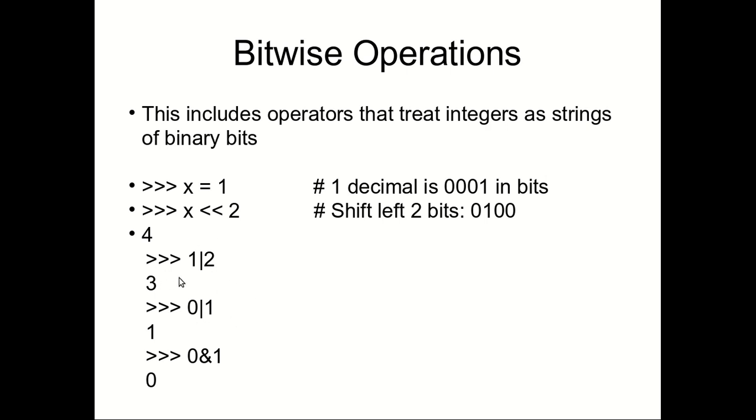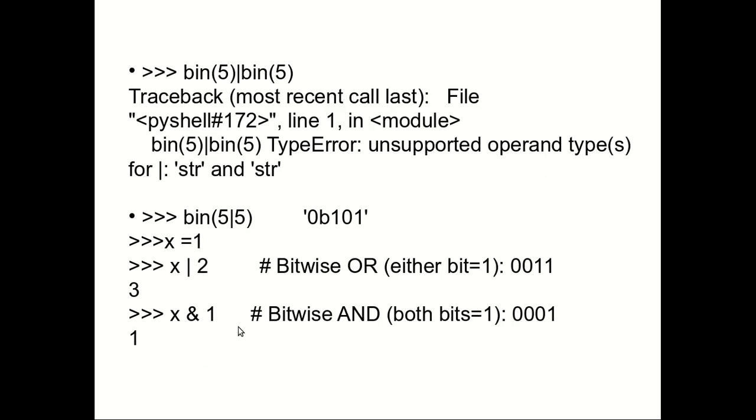We can see here that 1 or 2 leads to 3. And the single ampersand indicates the bitwise AND operation. We can perform all of these. If we want to see the operation at the binary level, this is not possible.